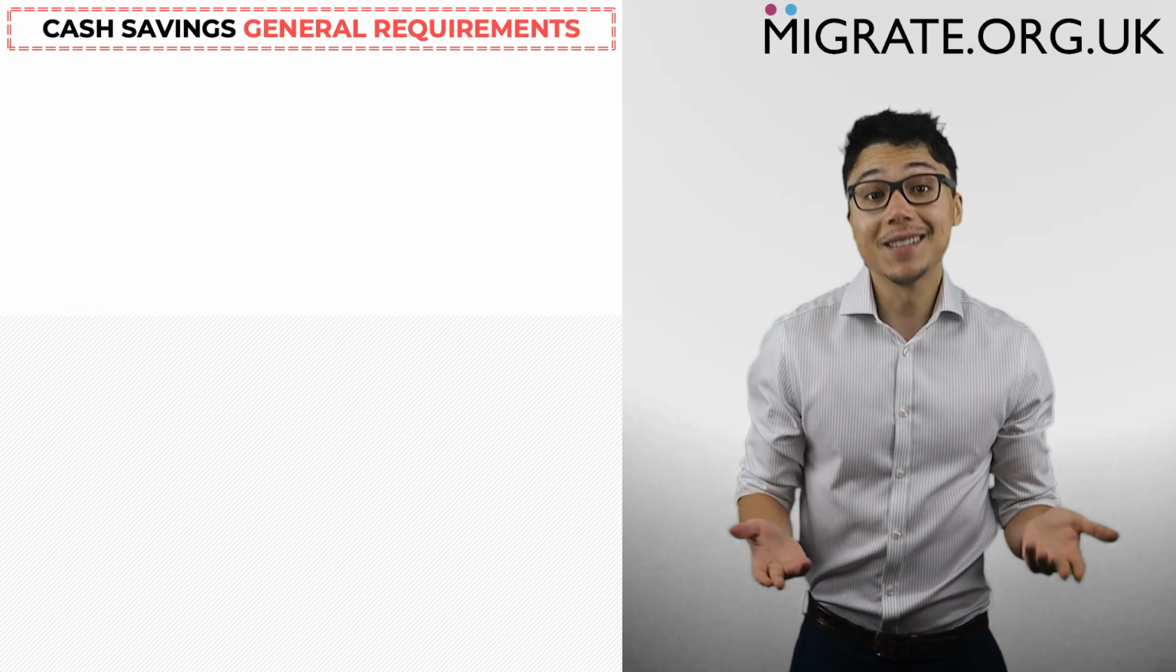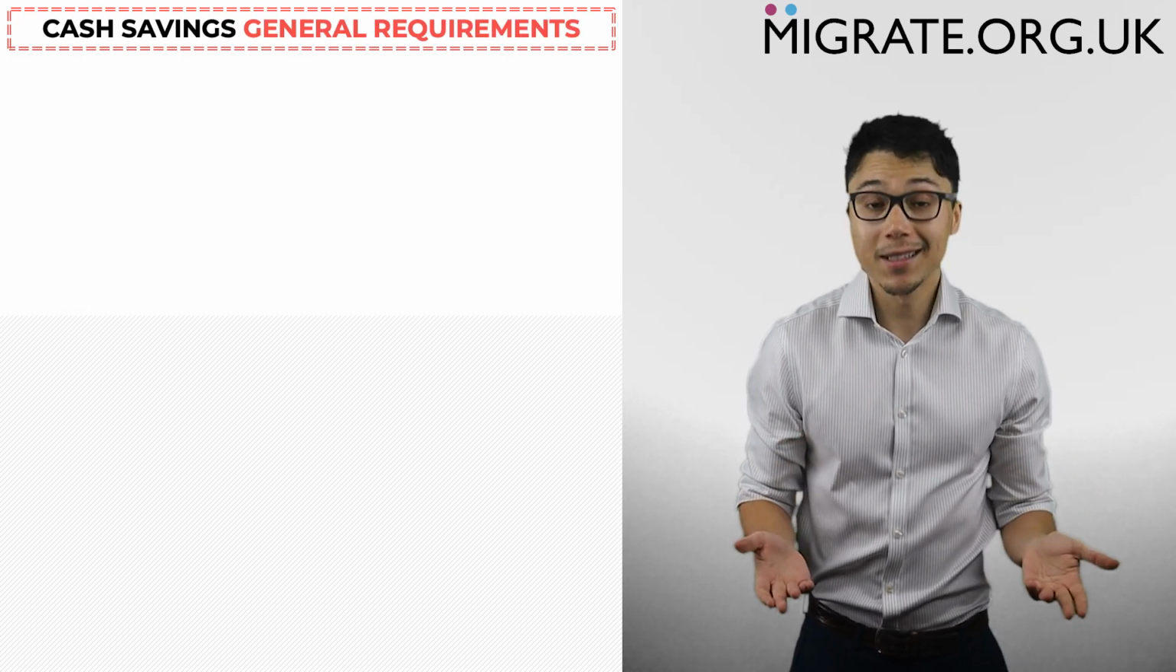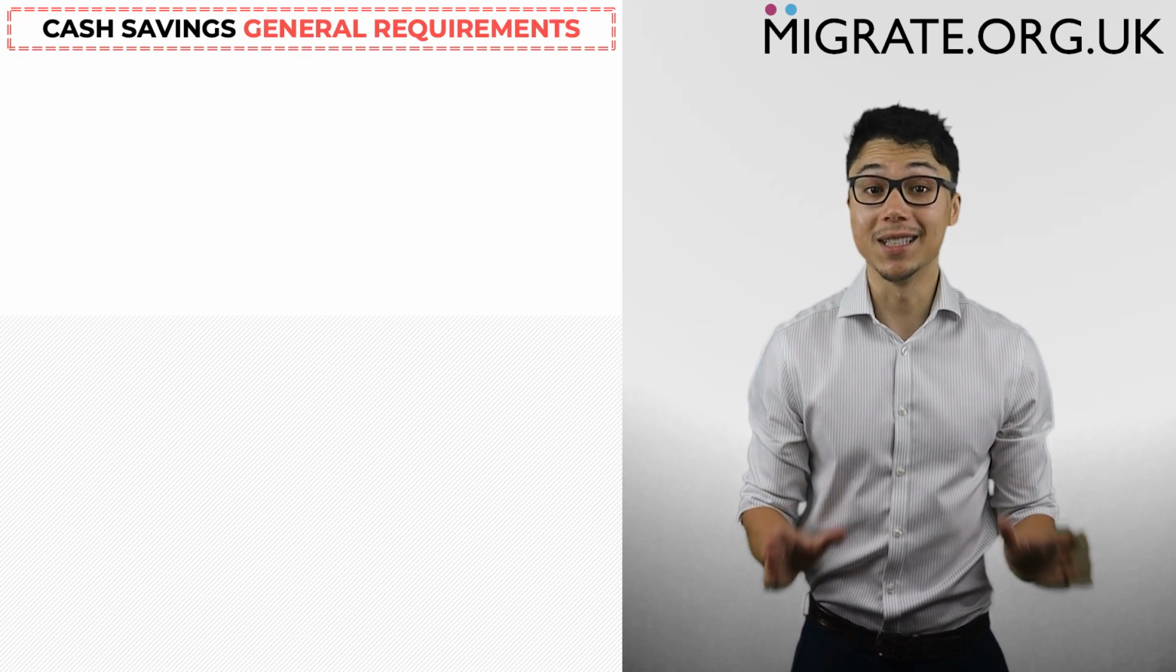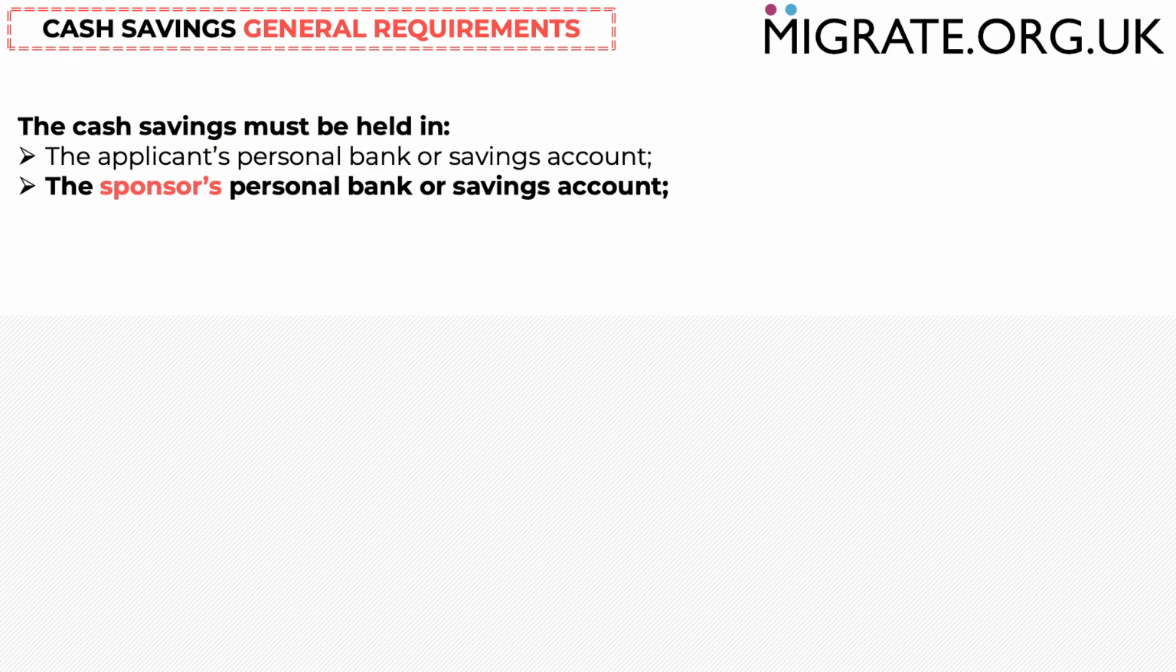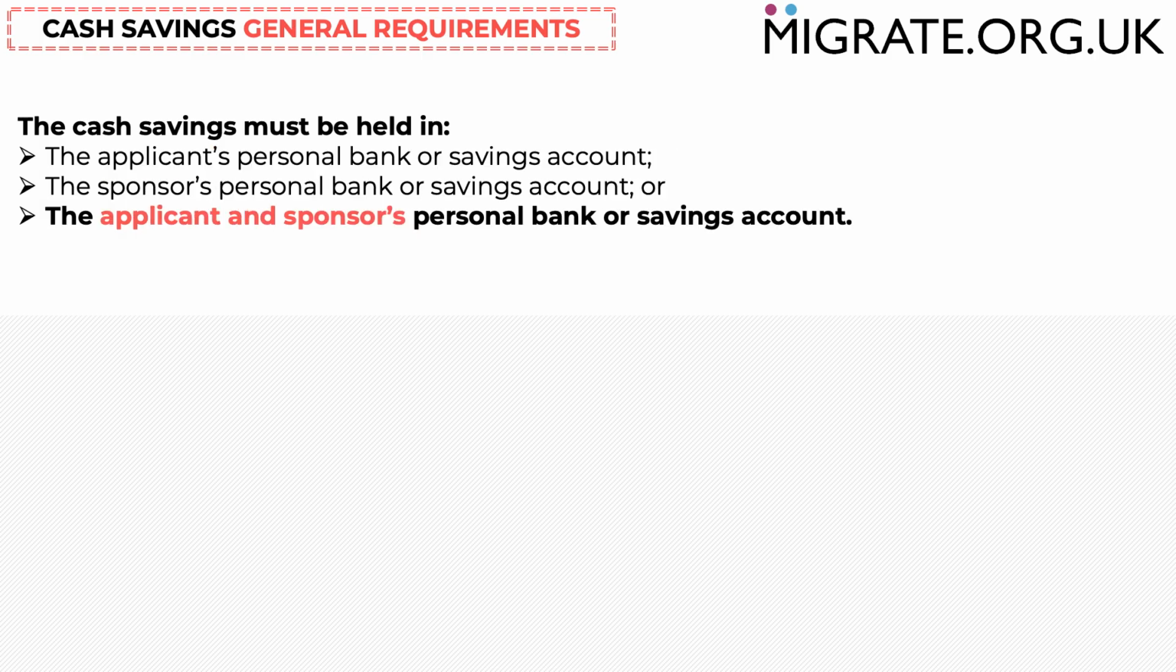We will begin by discussing the general cash savings requirements that apply to all types of cash savings applications. In every case, the cash savings must be held in the applicant's personal bank or savings account, the sponsor's personal bank or savings account, or a joint bank or savings account shared by both the applicant and sponsor. So yes, applicants can include their own cash savings if the requirements are met.